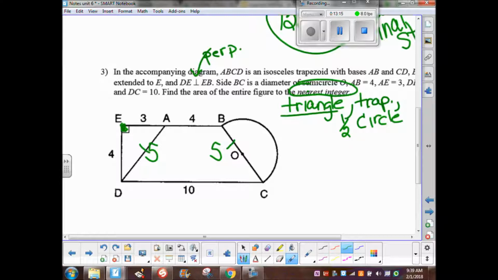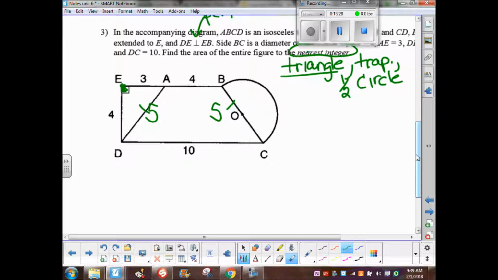So if I wanted the area of this whole figure, what am I going to need to do with those 3 shapes in the end? I got to combine them. I got to add them. Got to add them up. So let's start with the triangle.